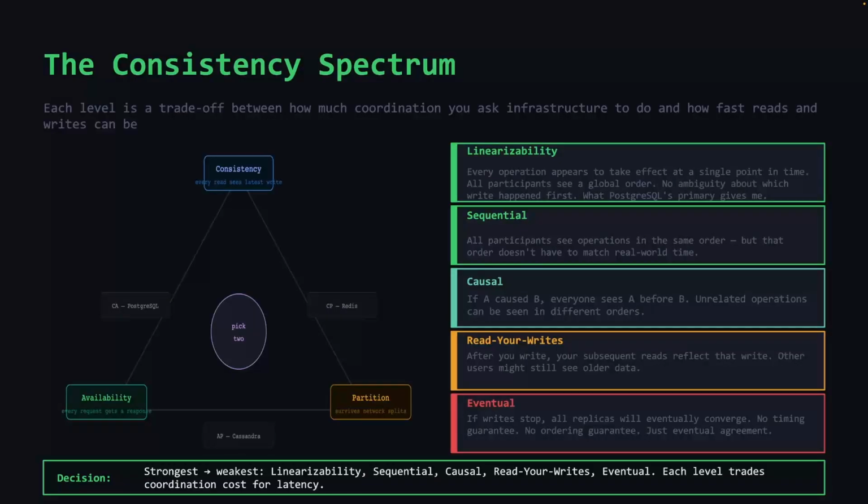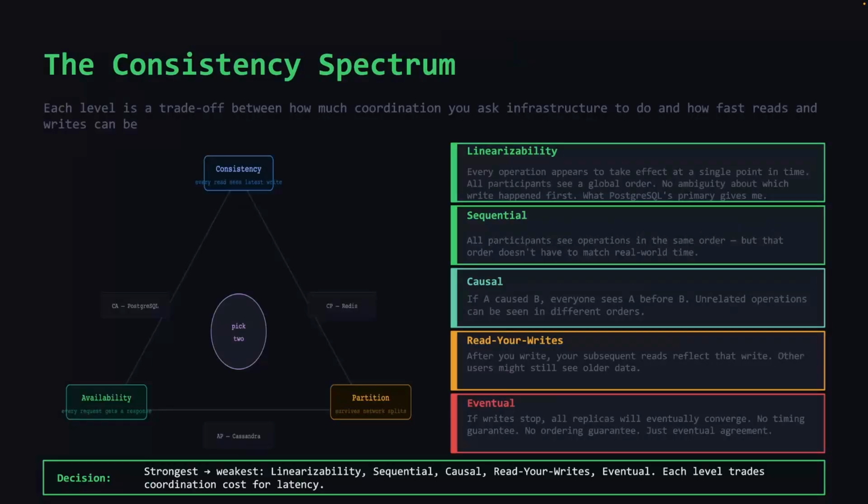Sequential consistency relaxes the timing requirement but preserves order. All participants see operations in the same order, but that order does not have to match real-world time. Causal consistency preserves only causally related ordering. If A causes B, everyone sees A before B. Unrelated operations can be seen in different orders by different participants.